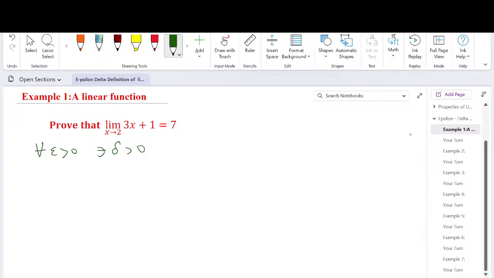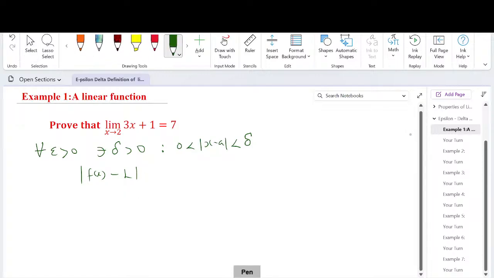Okay, so such that 0 is less than the absolute value of x minus a, and this is also less than delta. So it follows that the absolute value of f of x minus the limit must also be less than epsilon. Okay, must be less than epsilon.